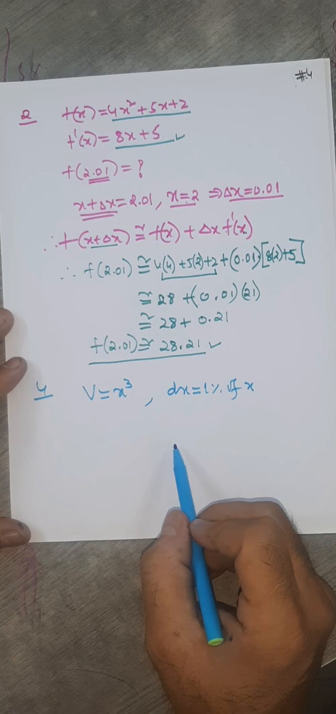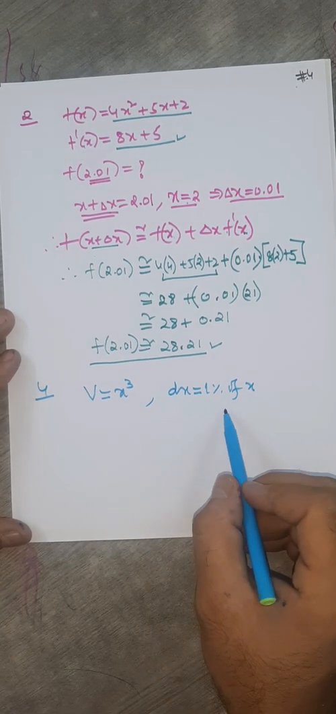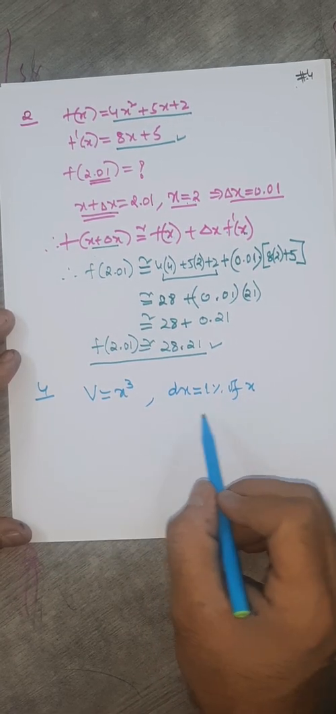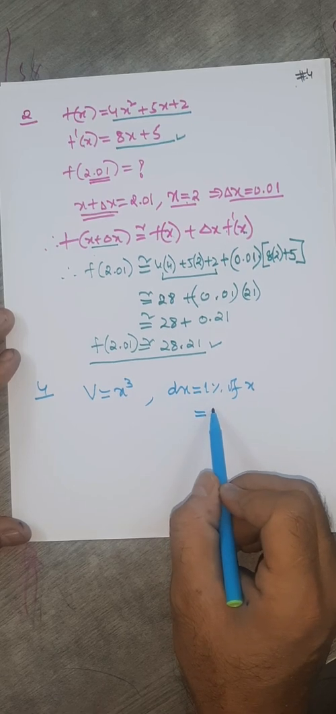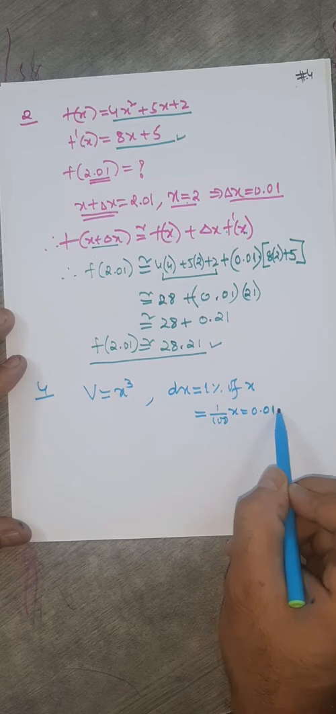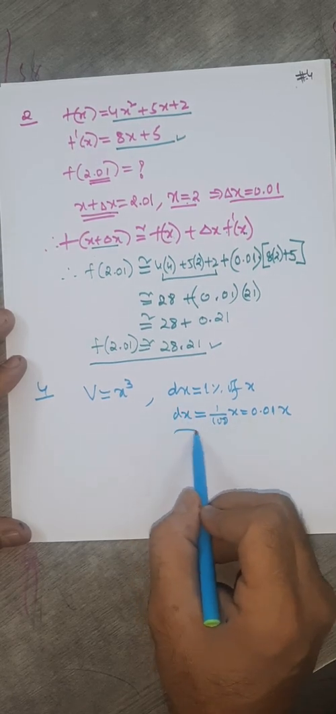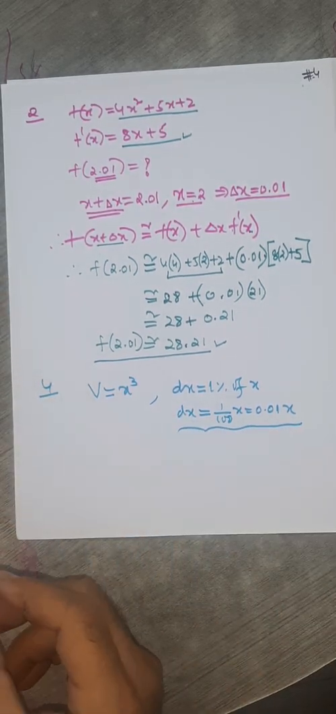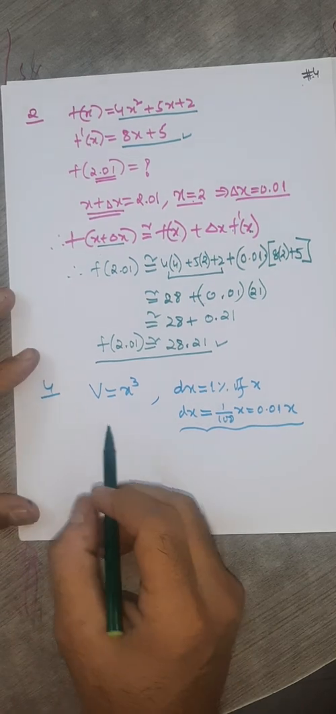You are given that the side is increased by 1%. So here it would be 1 by 100 of x, so it will be 0.01 into x. This is dx, indirectly given to you. This question is just the same as the first exercise.